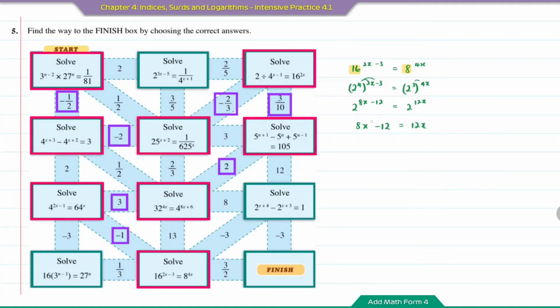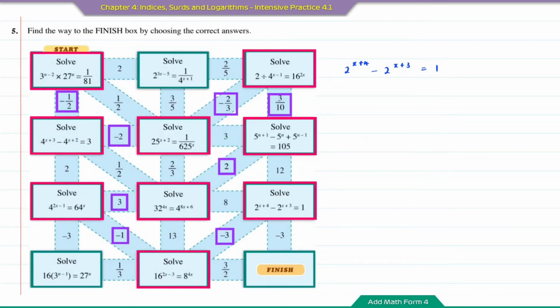So I'm just going to move this 8x to the right hand side. Therefore, negative 12 equal to 12x minus 8x, which is 4x. Therefore, x is equal to negative 12 divided by 4. So x is equal to negative 3.